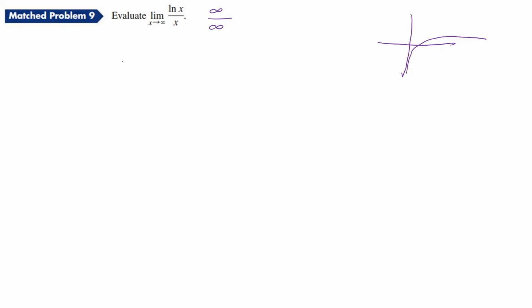Okay. So we need to take the derivatives. So limit as x approaches infinity. Well, the derivative of ln of x is going to give us 1 over x. Derivative of x is 1. Okay. So this really is just 1 over x. So if we plug infinity in here, what do we get? We get 1 over infinity. Well, that's going to be a very, very small number, which means it's going to be 0.